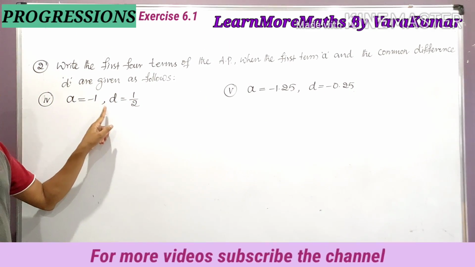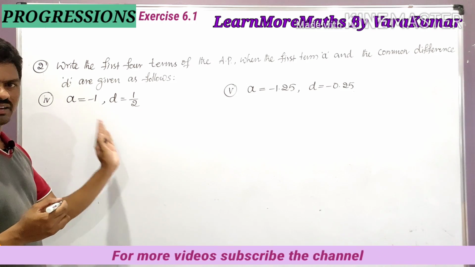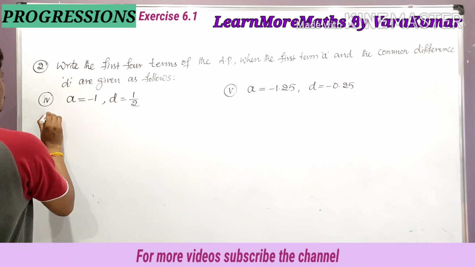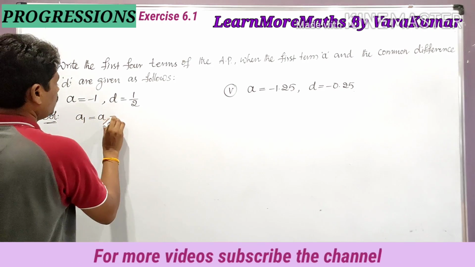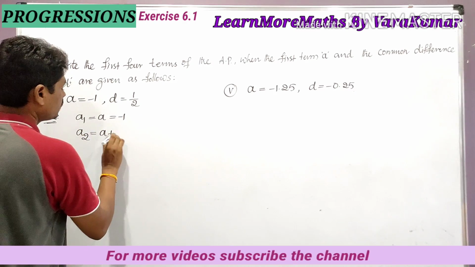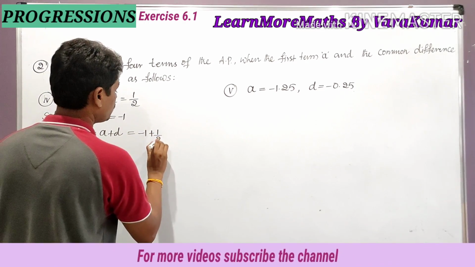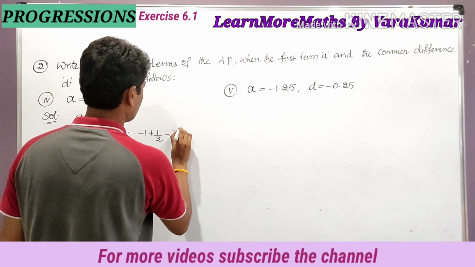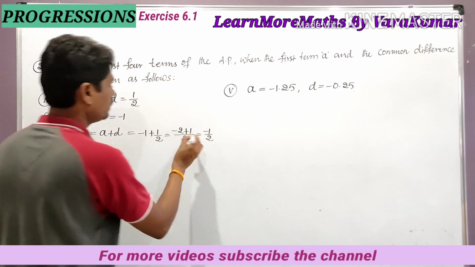He has given a equal to minus 1, d is equal to 1 by 2. He is asking us to find the first 4 terms. The first 4 terms are a1, a2, a3 and a4. So see student, how can we find? Solution: the first term a1 is equal to a only, it is minus 1. And the second term a2 can be written as a plus d. So a value is minus 1 plus d value is 1 by 2. So minus 1 plus 1 by 2. Finding the LCM, student, we get minus 2 plus 1 divided by 2, which is minus 1 by 2.